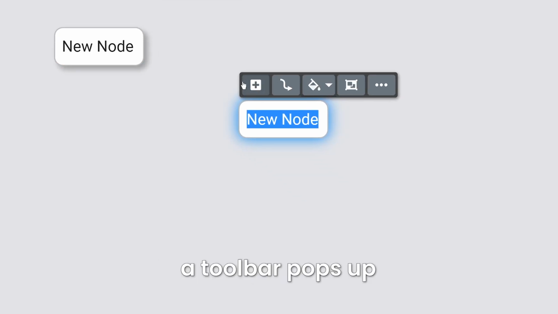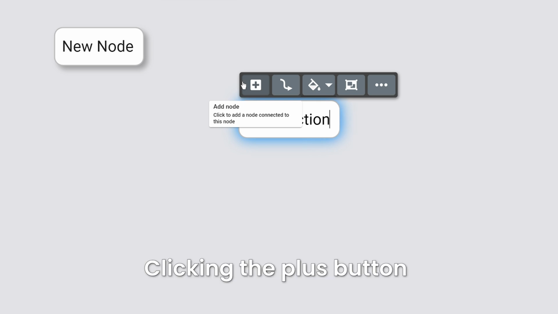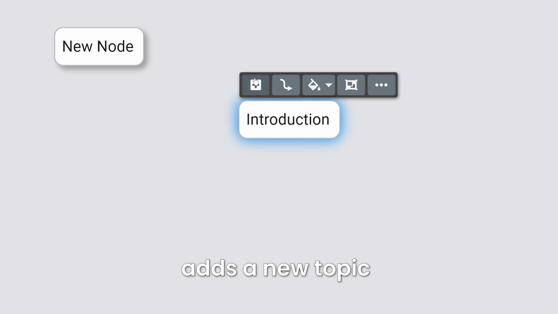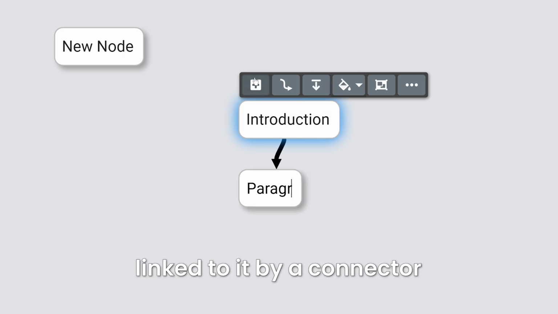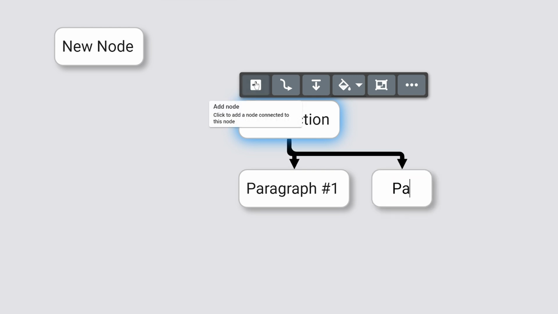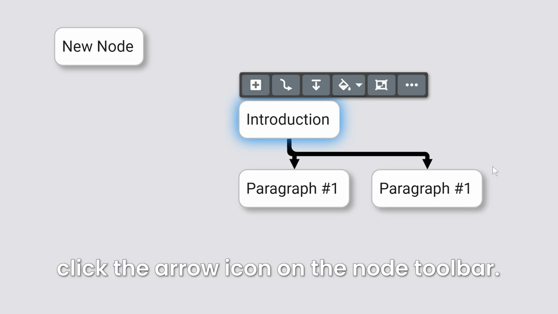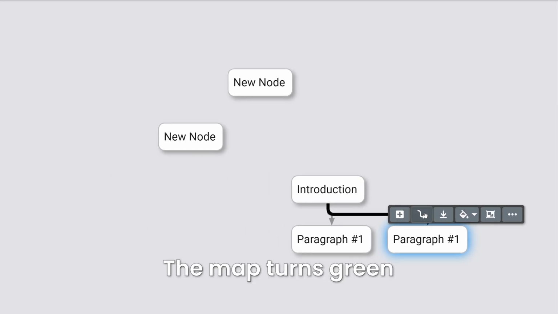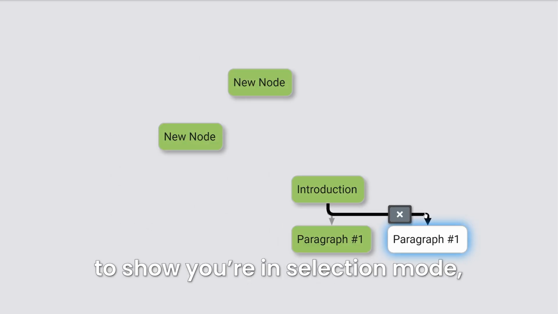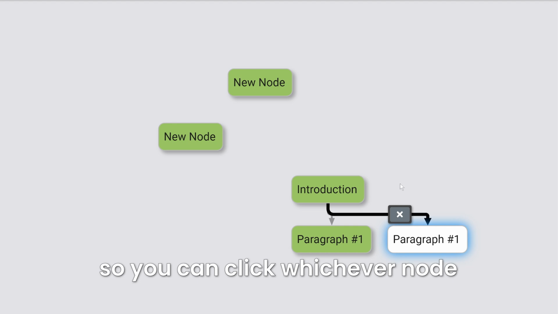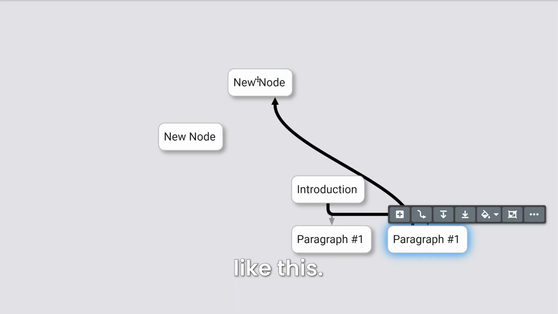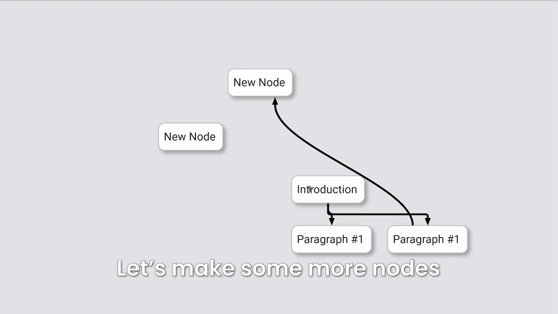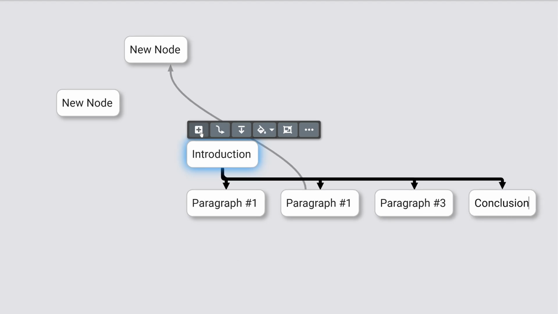Whenever you click a node, a toolbar pops up. Clicking the plus button adds a new topic underneath that node, linked to it by a connector. To make new connectors, click the arrow icon on the node toolbar. The map turns green to show you're in selection mode, so you can click whichever node you want to point to, like this. Let's make some more nodes and connectors.